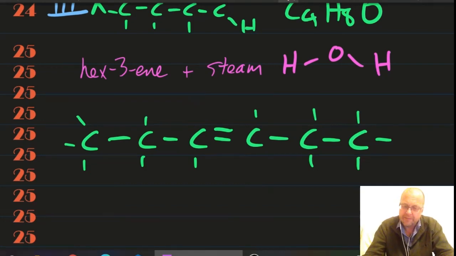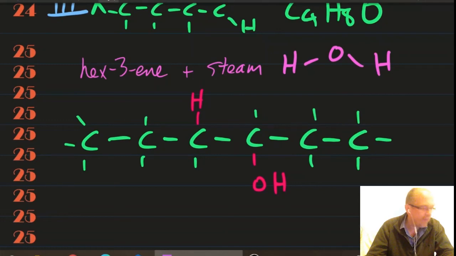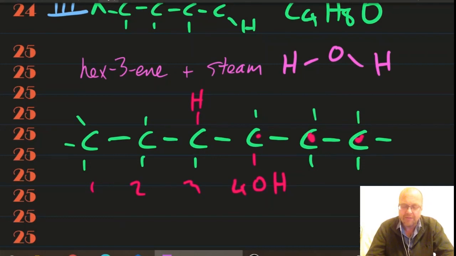So let me do that. I'm going to break this double bond and I'm going to put half the water there and half the water there. So what's the name of that? Well, that's hexanol, we know that much, but what number? 1, 2, 3. So hexan-3-ol. So that's 25C. Isn't it 4-ol? 1, 2, 3, 4? No. You've got to count from the end that gives you the lowest numbers. So that's going to be 25C.